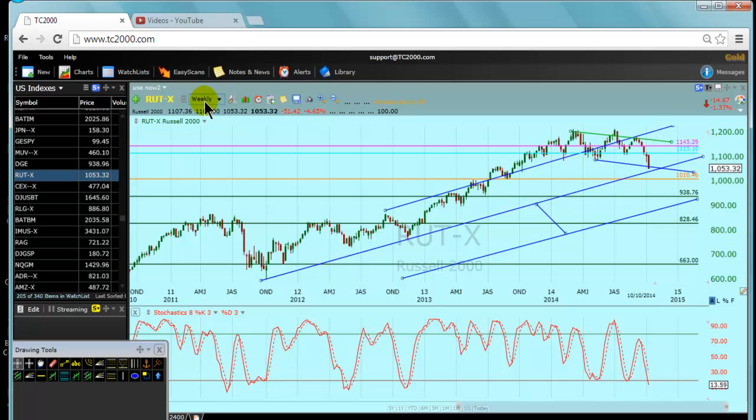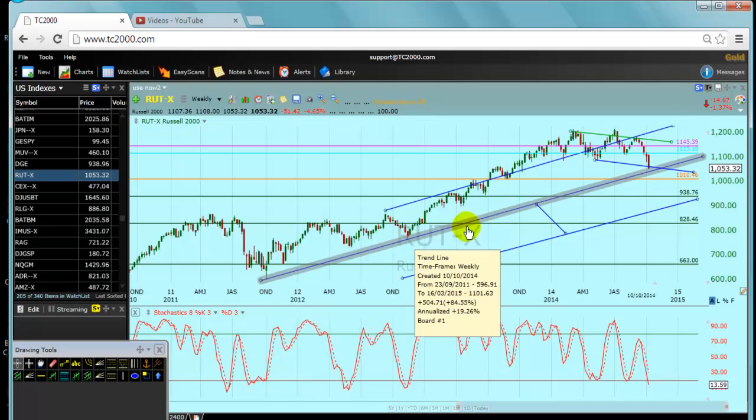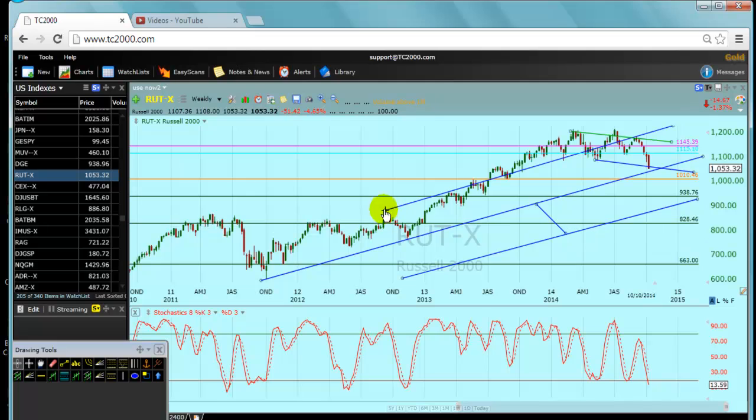I'm on a weekly chart. So if you want to draw the channel like I draw here, join this point and this point on the weekly chart, and you have one line. Then you choose this point at the top here and draw a line that is parallel to the first one. As you can see, the price is going down.